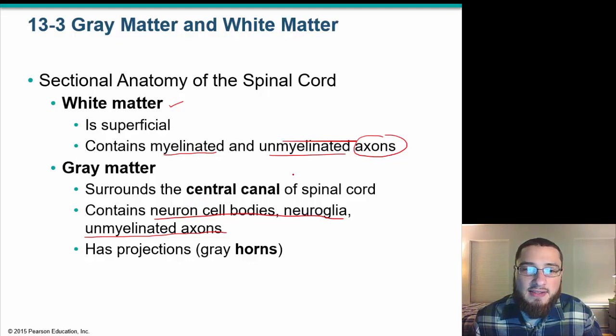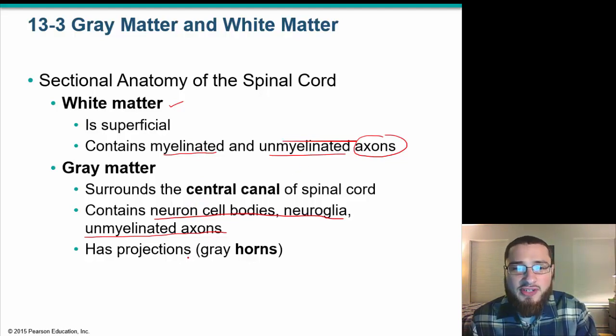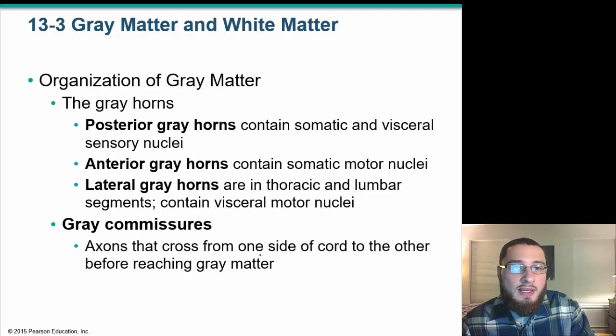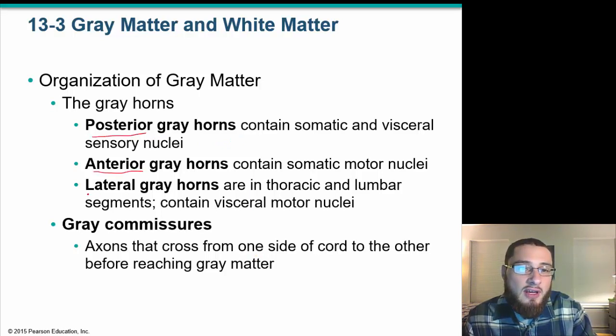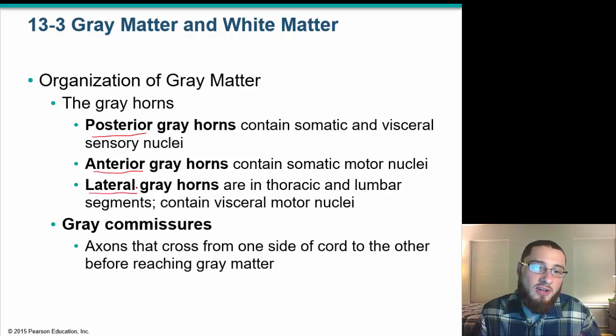and in the white matter, you have those myelinated axons. The projections of the gray matter, where we see that it looks kind of like a butterfly, those projections are called horns. So they have gray horns. The back ones are called posterior gray horns, the front ones are called anterior gray horns, and then the ones going outwards are the lateral gray horns, easy enough to remember.